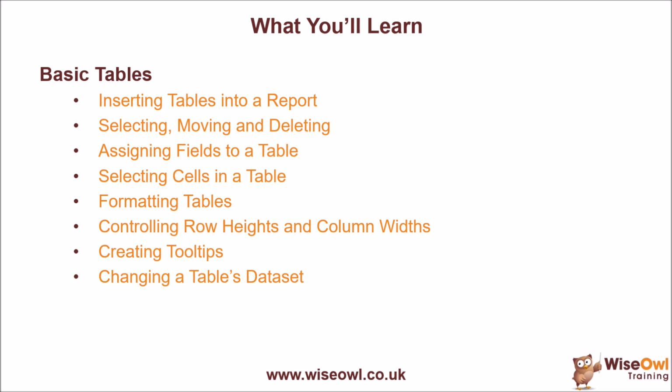We'll look at a couple of methods for assigning fields to columns in a table, and then how you can select single and multiple cells in a table before applying some formatting options to them. We'll have a section on how you can control row heights and column widths, including a tip about how to add tooltips to cells so that an end user can still see all of the details of a column even if the column isn't wide enough to display it.